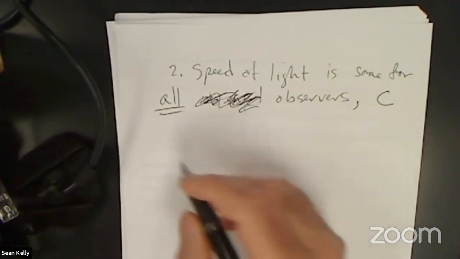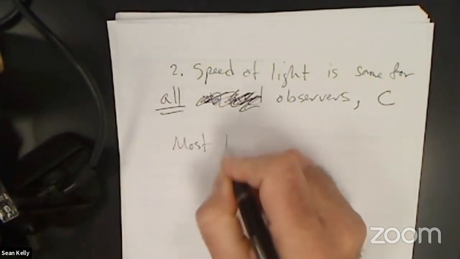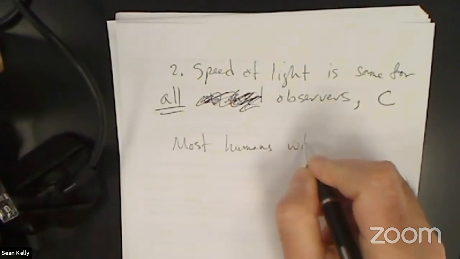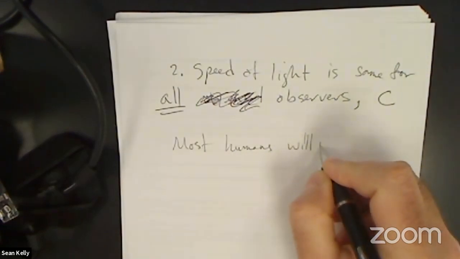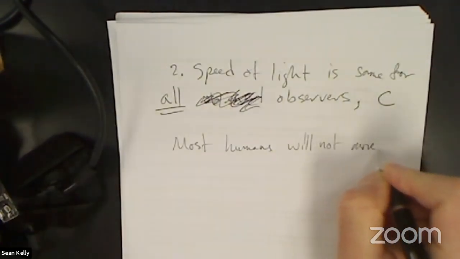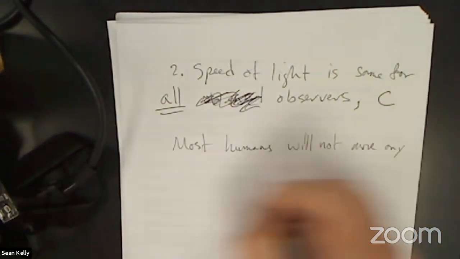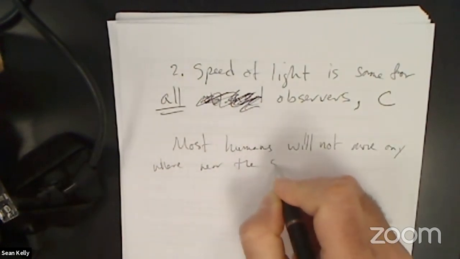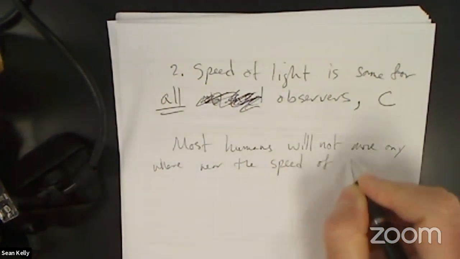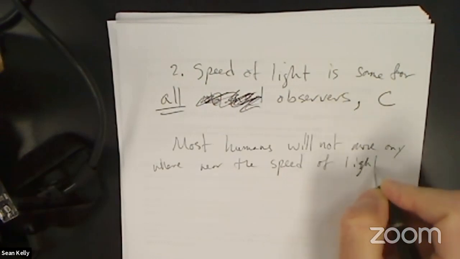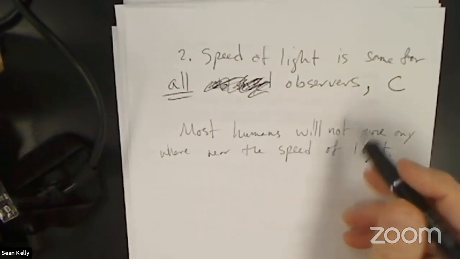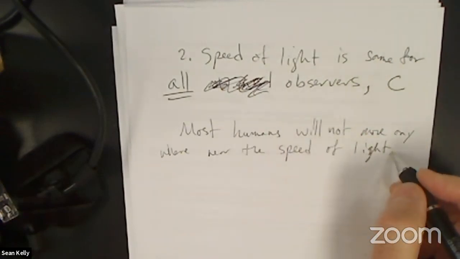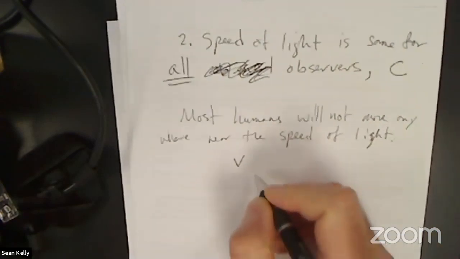And the reason is most humans will not move anywhere near the speed of light. Actually, I've never heard of a human going that fast. Parts of a human maybe, but not any whole parts. Okay, so you can't go that fast. It's too fast, right? Human speeds are tiny.